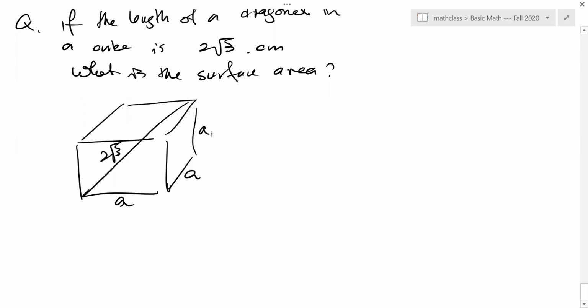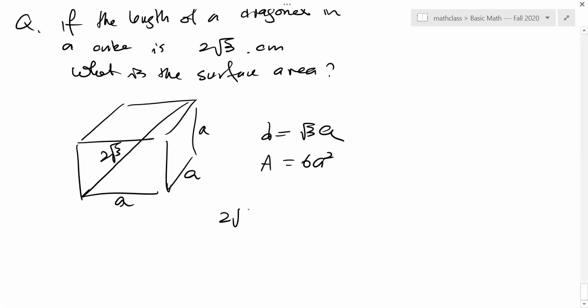First of all, you write down the formula for the diagonal: D is going to be square root 3 times a, and the surface area is going to be 6a squared. I already showed you how to get these formulas, so you have to derive those formulas by yourself, then you can understand them.